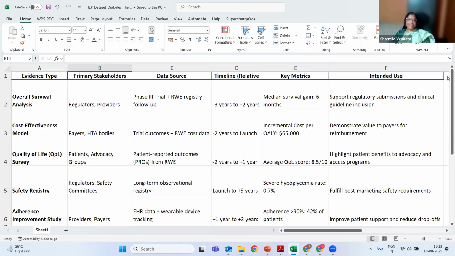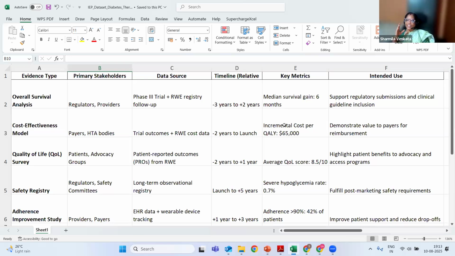So here the IAP shows that every piece of data is intentionally planned ahead of time, targeted to a specific audience and designed to work together. So instead of isolated studies, we have one coordinated plan that supports regulatory approval, payer negotiation, patient advocacy, safety monitoring, and clinical adoption. So let's wrap up with three key takeaways.